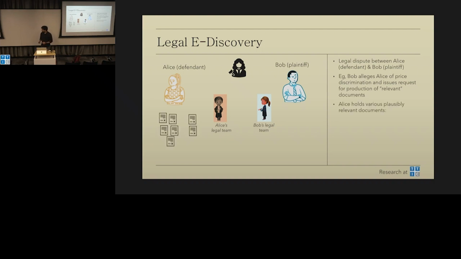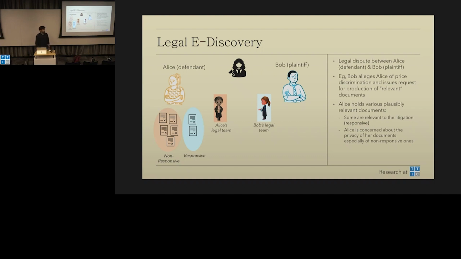When I say that Bob issues a request for production, it's Bob's legal team asking Alice's legal team for whatever relevant documents Alice might possess. So she holds a lot of documents, some of which are relevant, some of which are not. These relevant documents are what we are going to call responsive documents. And those which are not relevant are the non-responsive ones.